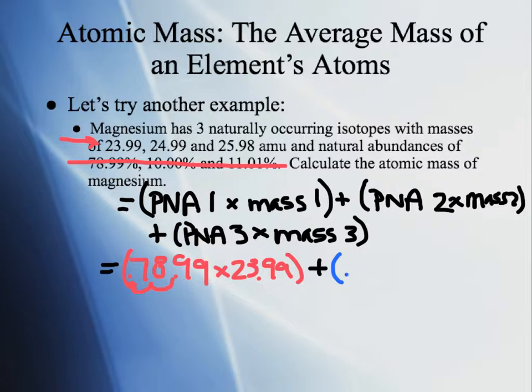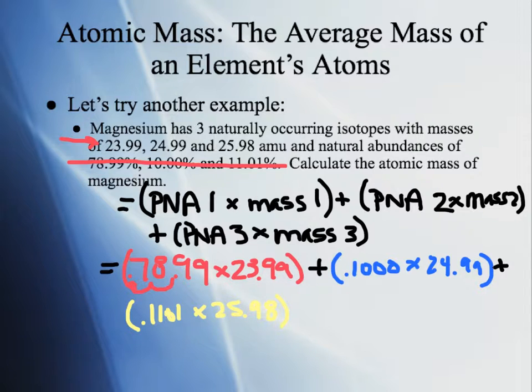So we're going to put 0.1000 because we got some sig figs there, times its mass, which is 24.99. And we're going to add that to the third one, which has a percent natural abundance of 11.01% times its mass, which is 25.98.